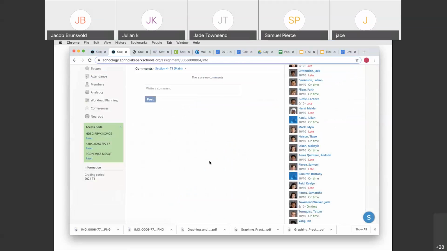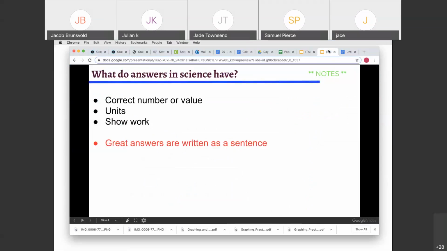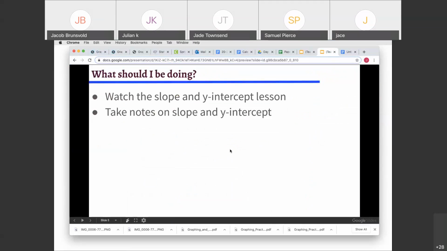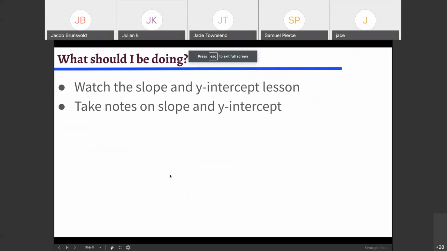Okay, let's continue on with the lesson then. The next thing we're going to do is take notes on slope. So go ahead and get your notebook out. I'm going to do a little lesson on slope, and you guys are going to take notes on slope and y-intercept in your notebook. If you have any questions, just type them in the chat and I'll answer them while we go through the lesson. Does that make sense to everybody? Yes. All right, cool. Let's do this.